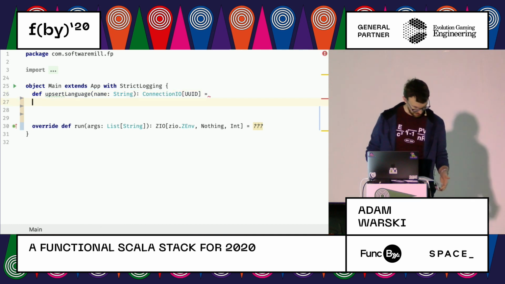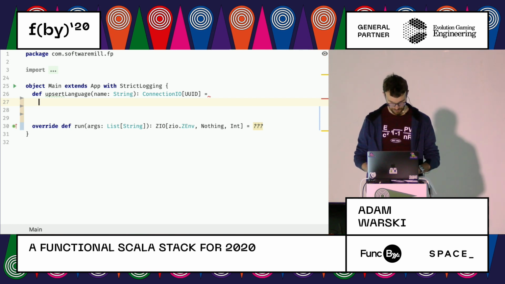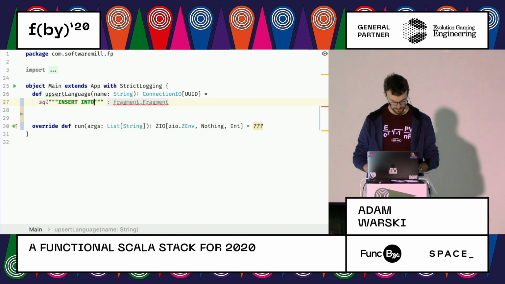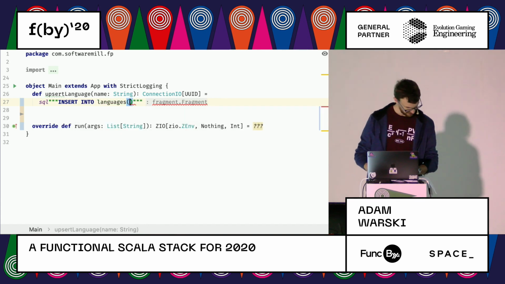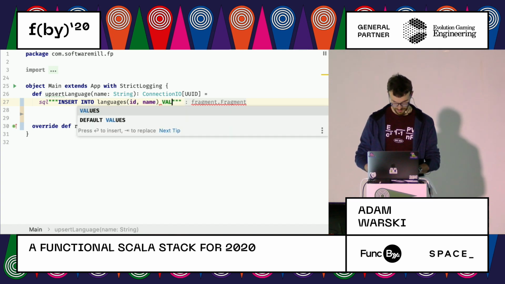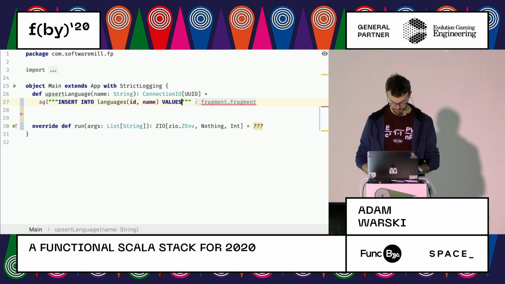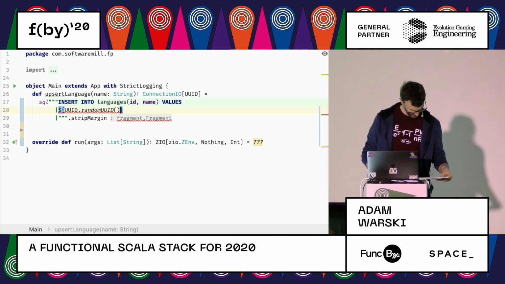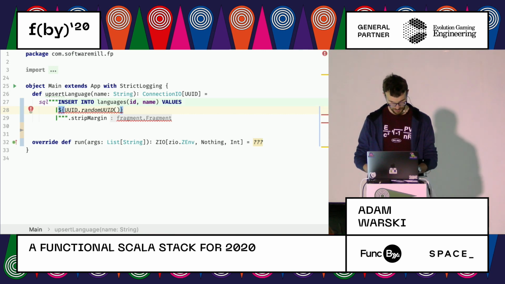Okay, so in order to upsert a language, what we will do is run some SQL. So we will write some SQL by hand. What we need to do is insert into languages in the id and name columns, and the values that we insert are: we are going to generate a random UUID, and we are going to insert the name.